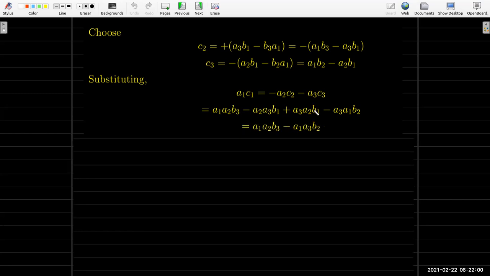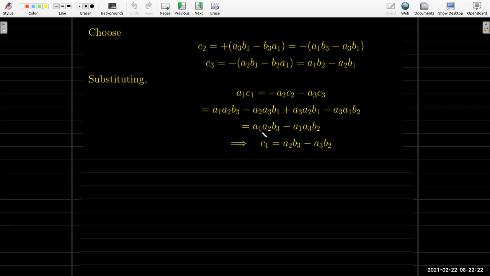So I'll be left with only two terms, A1, A2, B3 minus A1, A3, B2. But remember, that doesn't equal C1. It equals A1 times C1. So I'm going to go ahead and divide both sides by A1, which will give me C1 equals A2 times B3 minus A3 times B2.